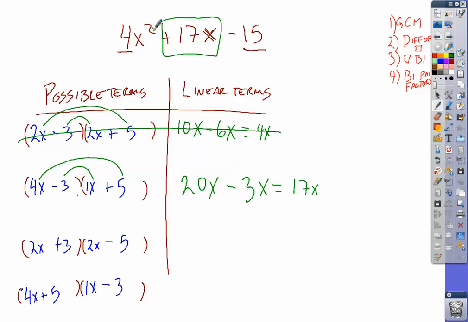Now we could have also tried, instead of 5 and 3, what are some other factors we could have tried for 15? Yes, sir? 1 and 15. So we could have had a whole bunch more options. But luckily, we got it sort of on our second go-around, which was really wonderful. So our equivalent expression in factored form is 4x minus 3 times x plus 5. And I am done.